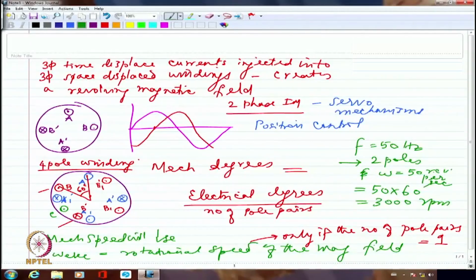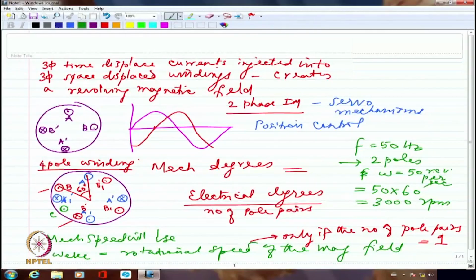So if I have 2 poles in an induction motor, you should be able to tell that the synchronous speed is 3000 RPM. Even if I wake you up in the middle of the sleep, you should be able to say 3000 RPM is the synchronous speed as long as I run it in India, because it is 50 hertz, right?